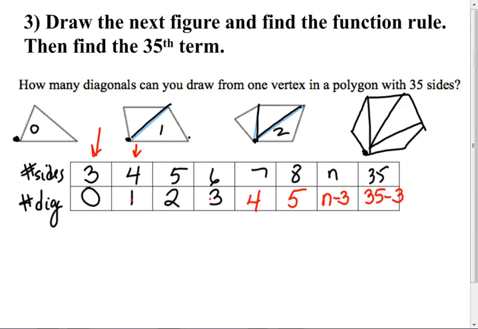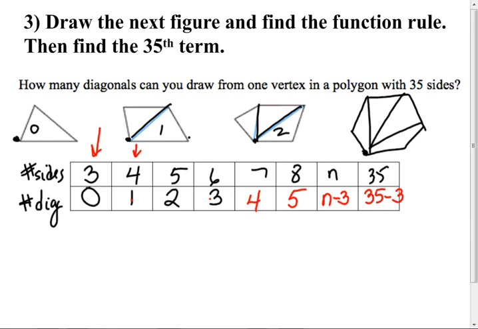Question. Minus 3? Because you can't draw a diagonal to yourself. You can't draw a diagonal to the neighbor on the right, and you can't draw a diagonal to the neighbor on the left. That's why it's minus 3. And that's what we do in a probability class.